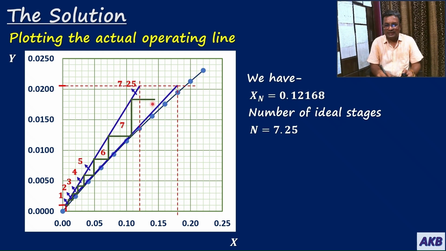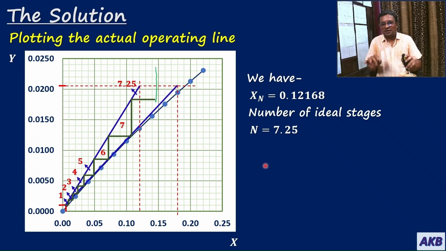If you try to complete the last stage, you will be completing it like this, but you have already crossed this point. So whatever part of the stage comes till this point will be counted. I have counted it to be 0.25. That's why for this particular operation, in order to remove 95% of benzene vapors from the inlet coal gas, I would be requiring 7.25 ideal stages in a tray column.